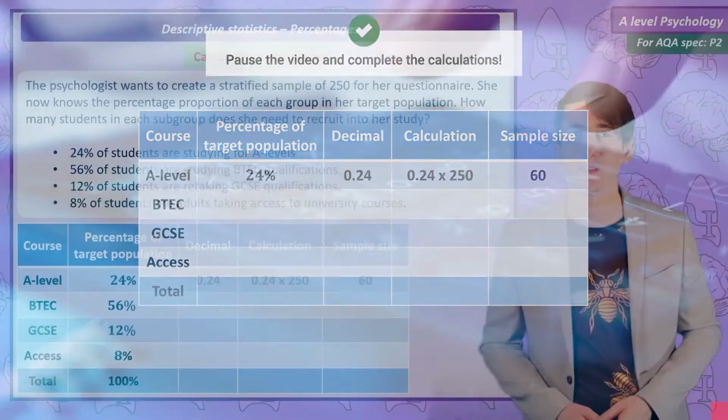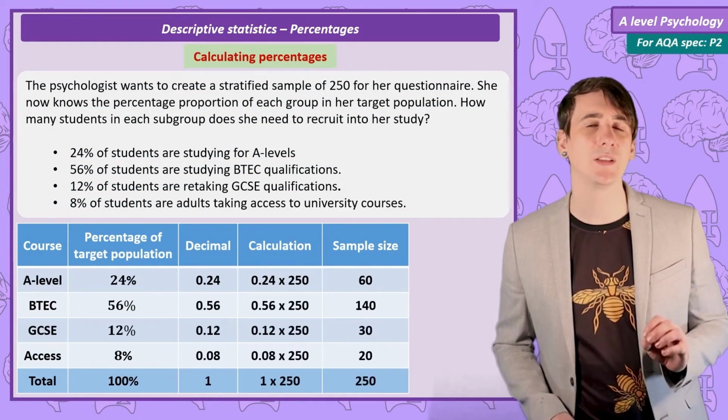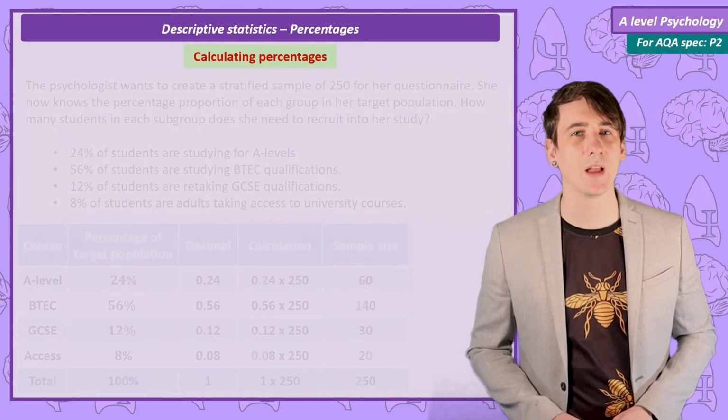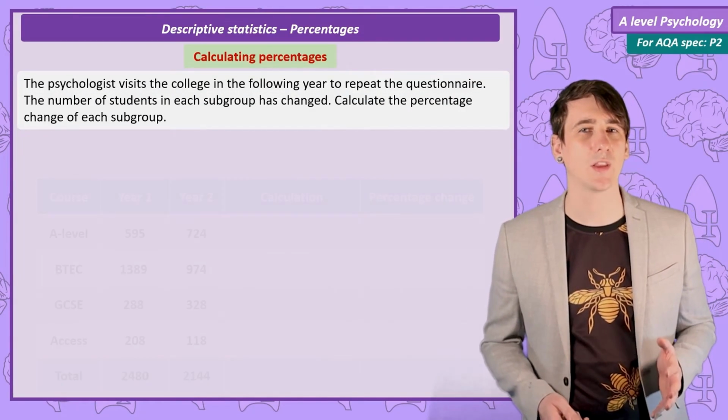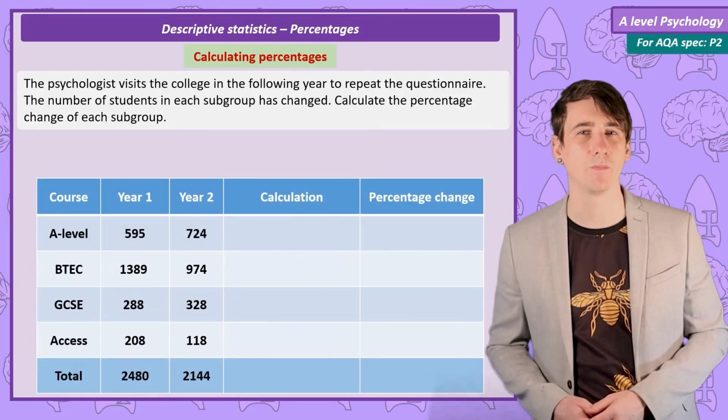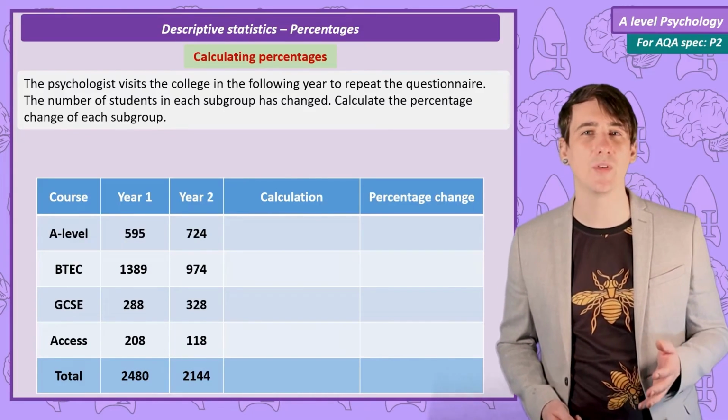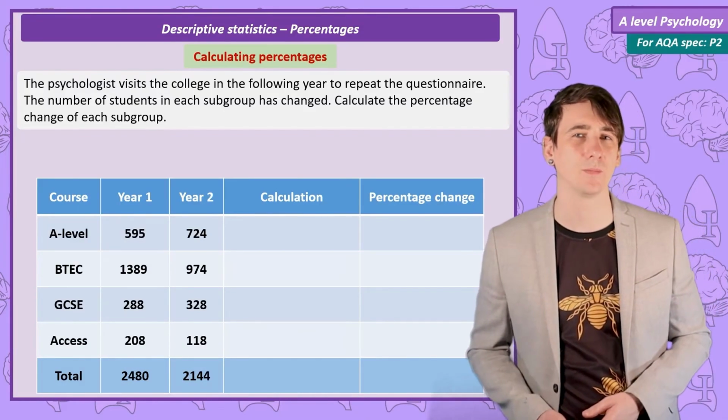And here are the answers. I may want to talk about the percentage difference between two numbers. Let's say next year the questionnaire is repeated at the college and the number of A-level students at the college grew to 724. What's the percentage change in the number of A-level students from one year to the next?